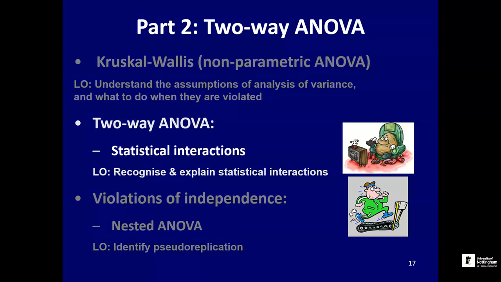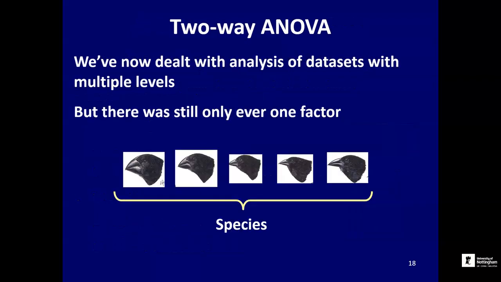Now we're going to go back to thinking about the parametric analysis of variance, but we're going to look at more complex situations than we've done before, and specifically we're going to look at two-way analysis of variance, or two-factor analysis of variance. It gets called both of those things. And the objective here is really about understanding not just analysis of variance, but also a particular phenomenon that arises as soon as you've got more than one independent variable in an analysis, and that is the idea of a statistical interaction. So that's what we're going to focus on.